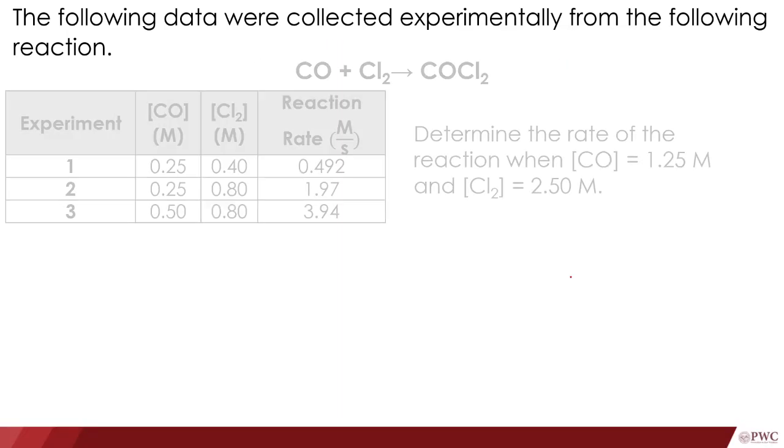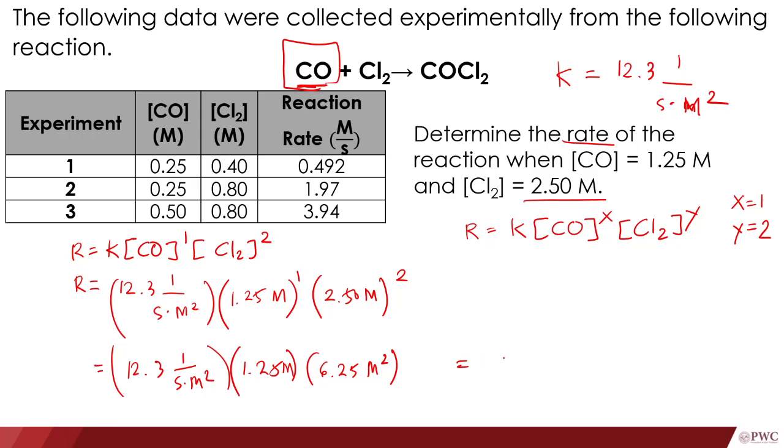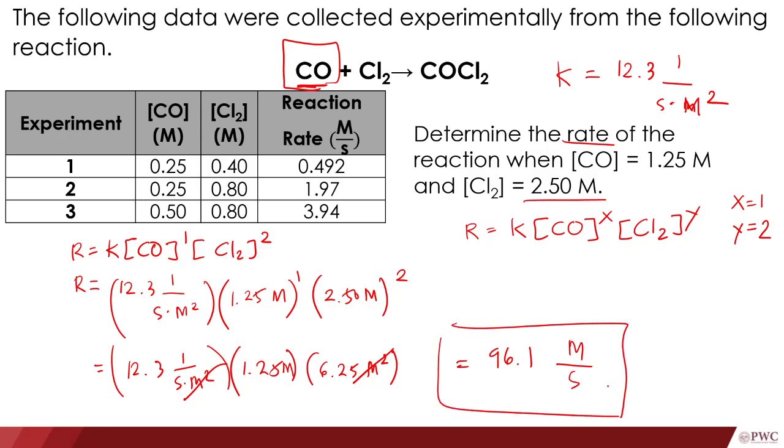Okay, so here the rate is equal to 96.1, and then what's the unit here? So this is cancelled, this is also cancelled. So 1 times m, that's equal to molar over second. So in this case, the rate is equal to 96.1 molar per second.